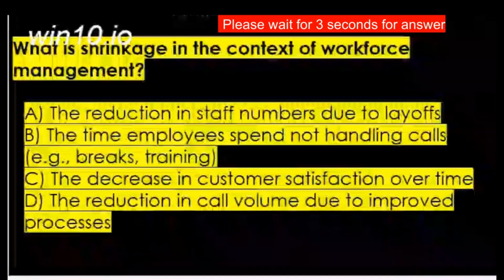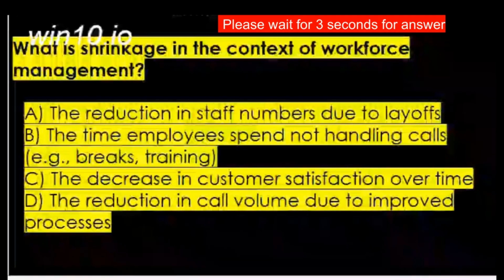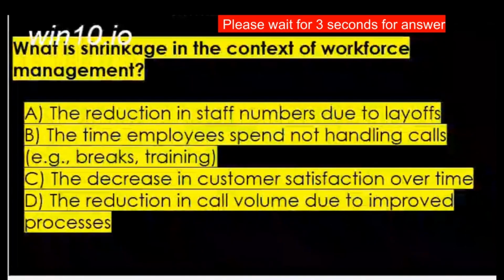Correct answer for this question is option B, the time employees spend not handling calls. Basically, shrinkage is the unproductive time in which agents are not productive in the chat or calling or in the email. They are on a break, they are in meetings or any other unproductive blocks in which they are not helping the customers.